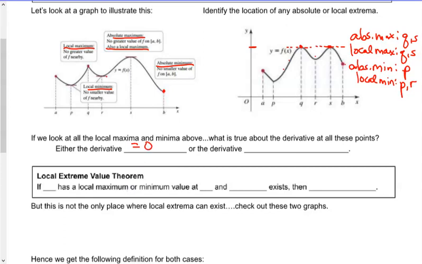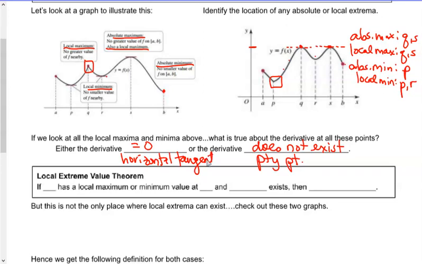So, we look at local max and mins above. What is true about the derivative at these points? Either the derivative has to equal 0, where I have a horizontal tangent in all these cases right here, but in these two cases, right here and right here, I have a derivative that does not exist. So this is the pointy point, as I refer to it, and this is our horizontal tangent.